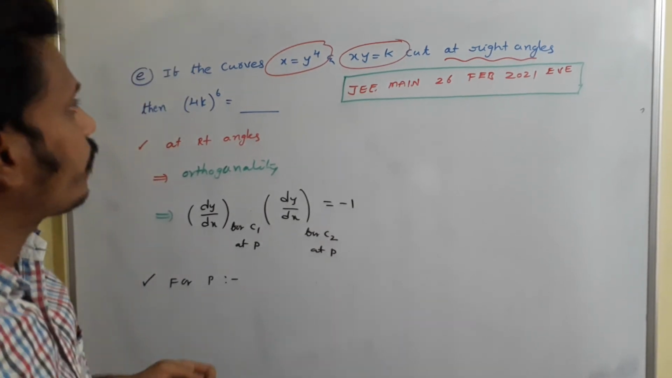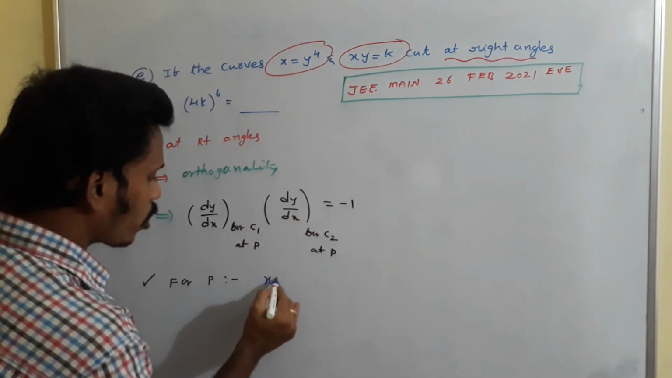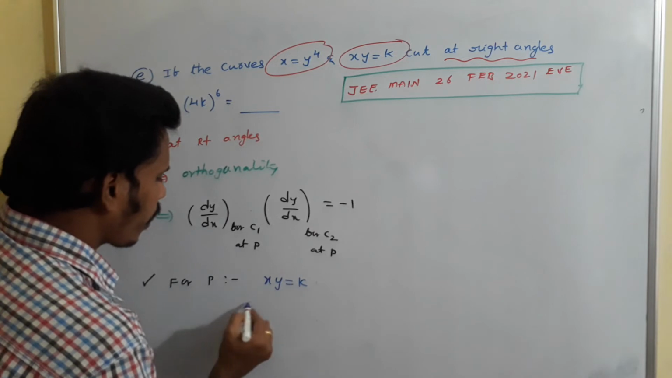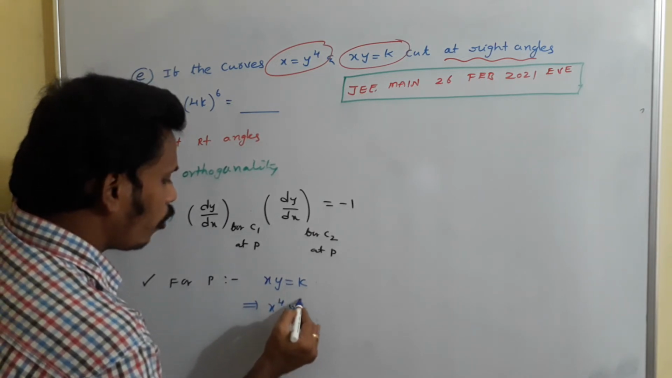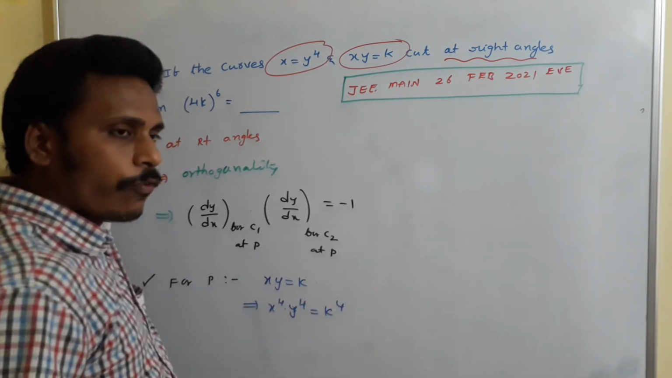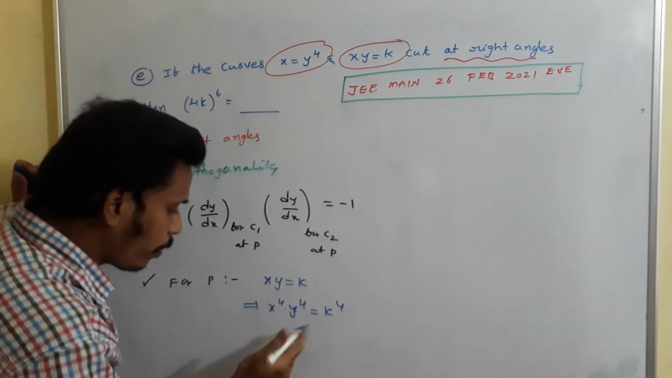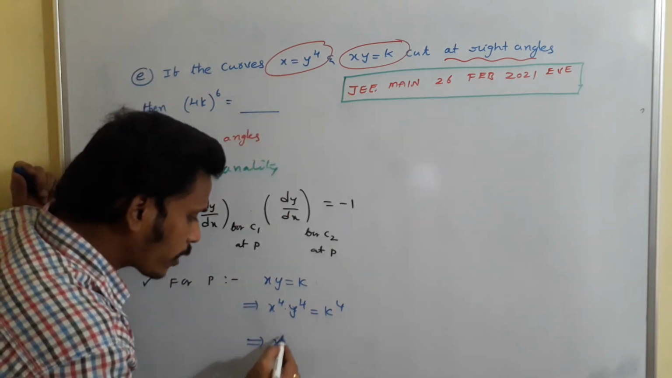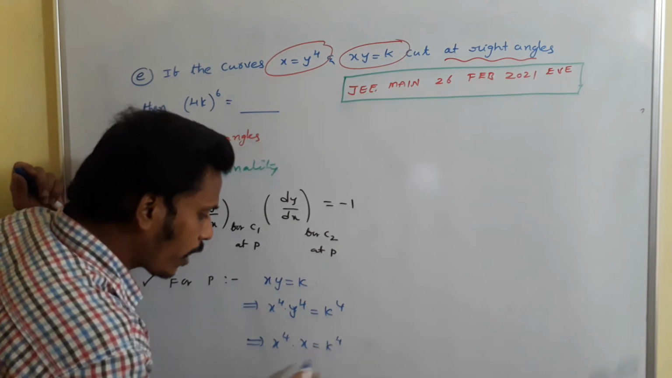One curve equation is given as x equals y power 4, and the other is xy equals k. You just start with xy equals k, and then x power 4 into y power 4 is equals to k power 4. Just apply power 4 everywhere. And y power 4 is already given as x, so replace y power 4 with x. So x power 4 into x is equals to k power 4.